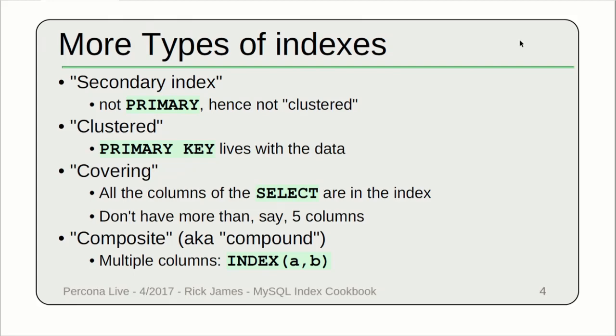A composite key, newbies don't think about this one. That's where you say index A, comma B, two columns. Last name, comma, first name is a common usage. It's better than two separate indices.